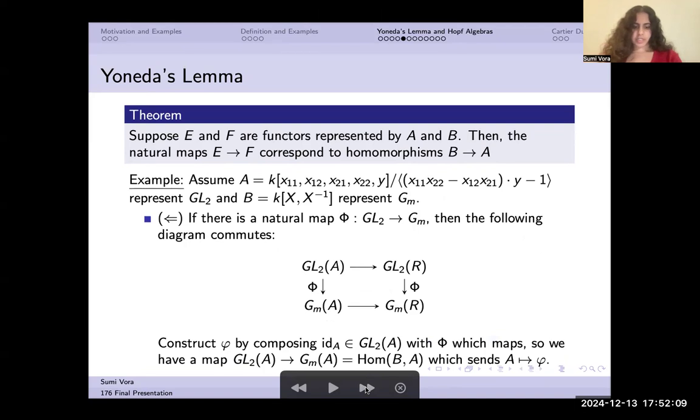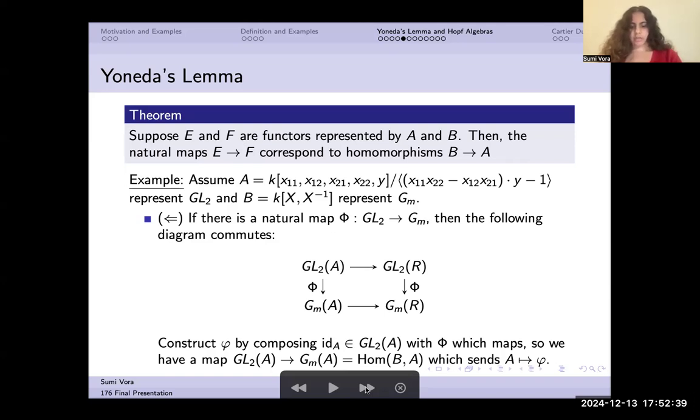The opposite direction, going backwards, we assume that there's a natural map. So we get this commutative diagram, and now we want to figure out what phi is. The way we're going to do it is we're going to take the identity map in GL2A and compose that with big phi. And the image of A in this map is going to be little phi, right? Because it sends something in A to something in GMA.